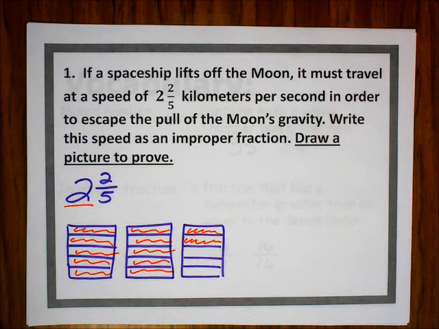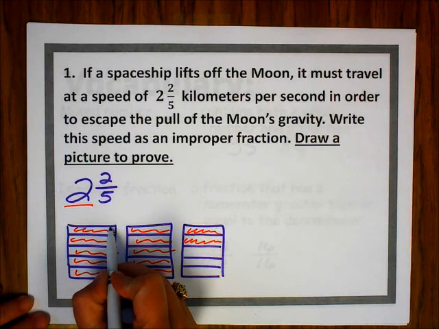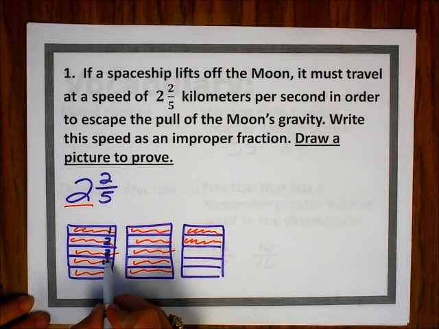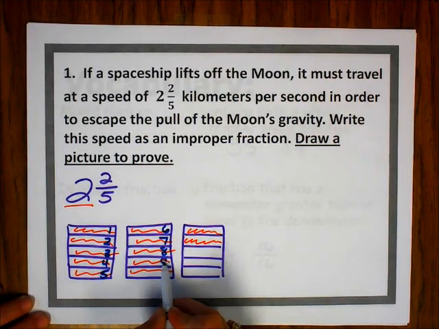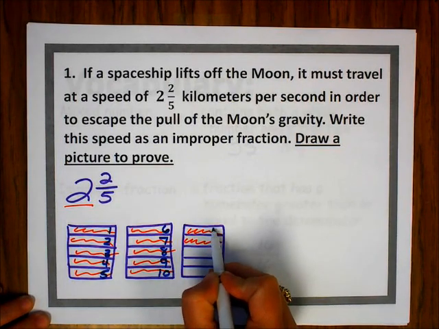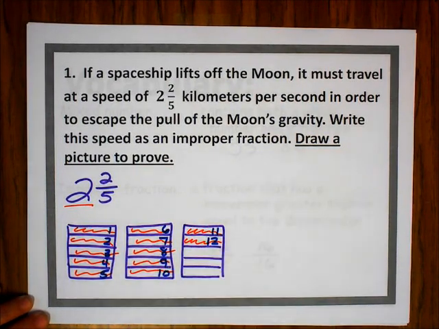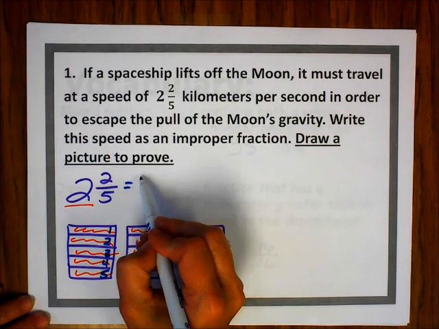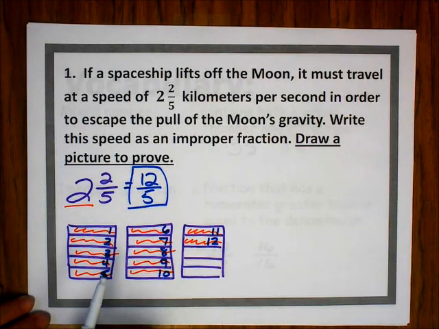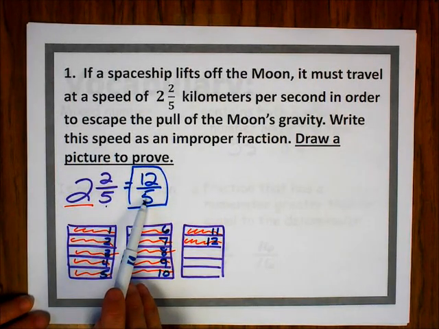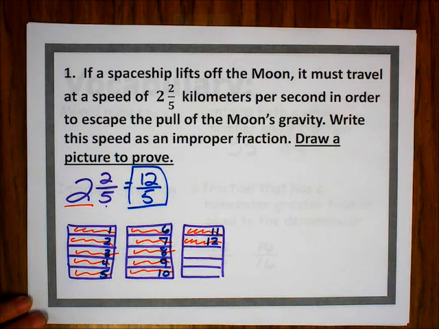Now, let's count how many fifths we have shaded all together. 1, 2, 3, 4, 5, 6, 7, 8, 9, 10, 11, 12. We have a total of 12 fifths shaded in. So 2 2/5 as an improper fraction is 12 fifths. Notice that my denominator stayed the same.